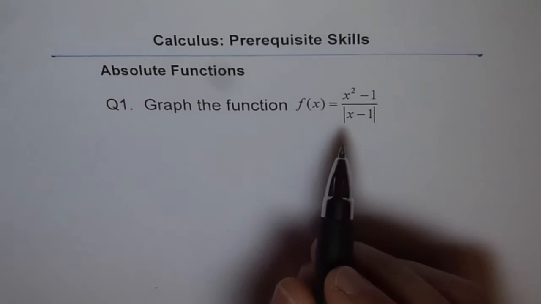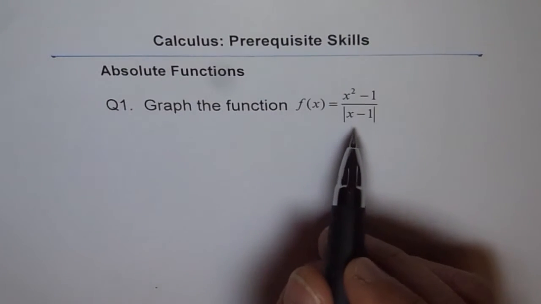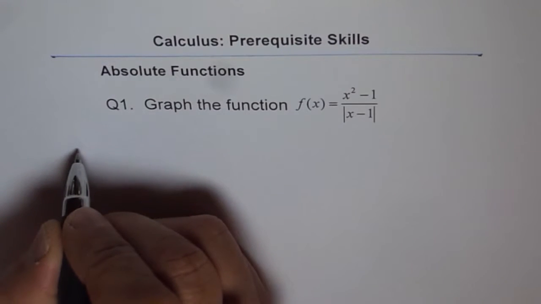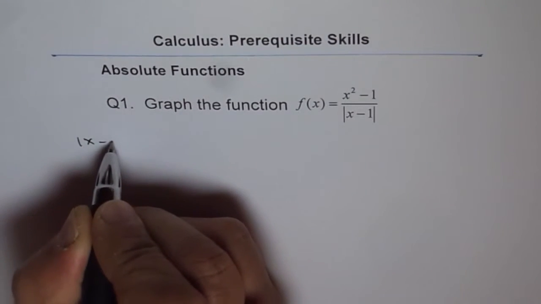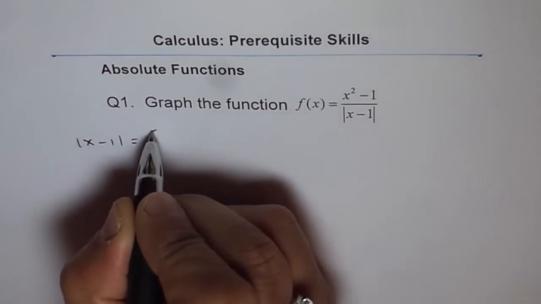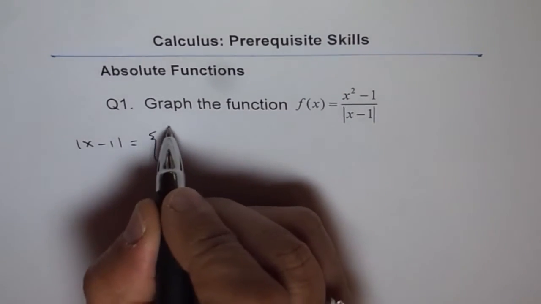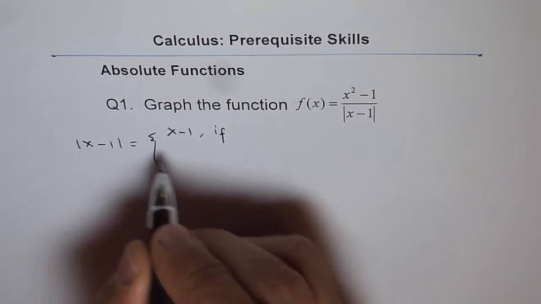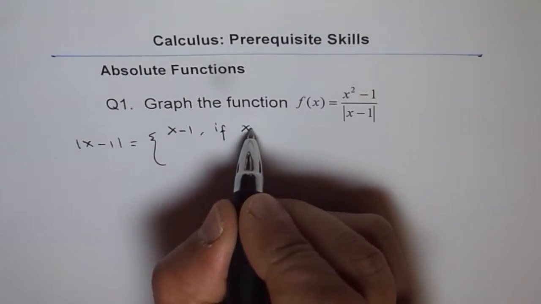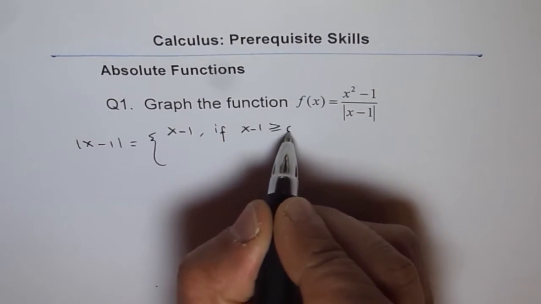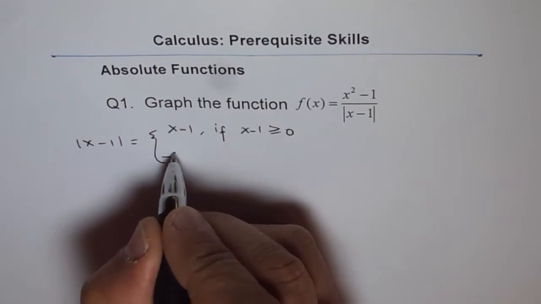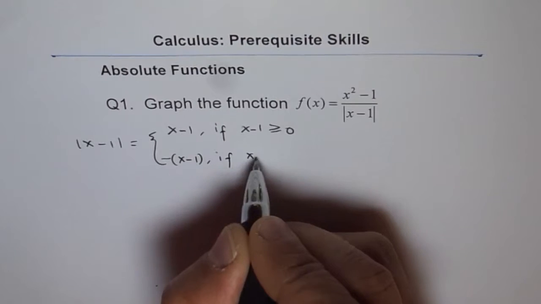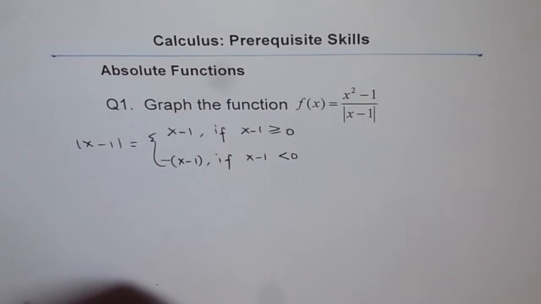Now absolute function is a piecewise function, right? So first let's define this absolute function. It could be written as absolute value of x minus 1 is equal to two pieces. One is x minus 1, it is positive if x minus 1 is greater than or equal to 0, and it is negative if x minus 1 is less than 0, right?